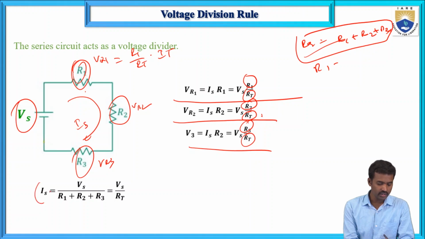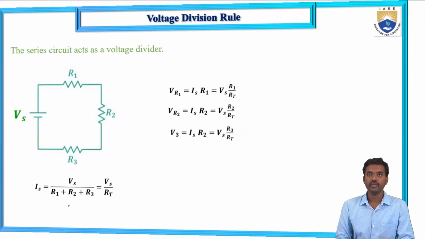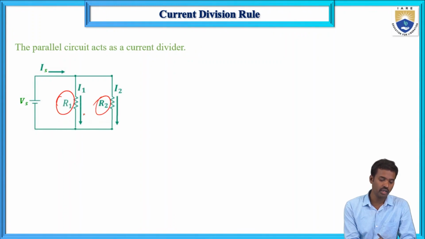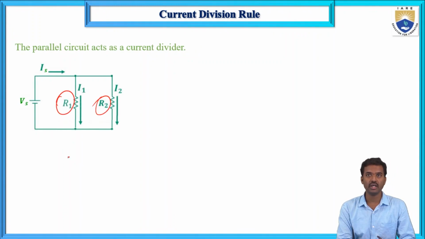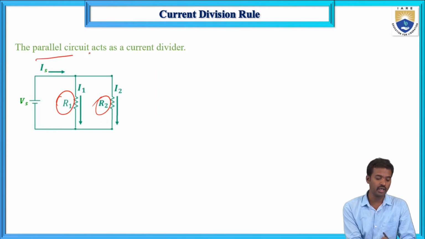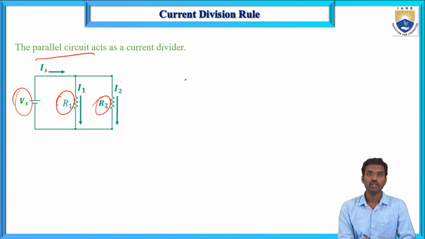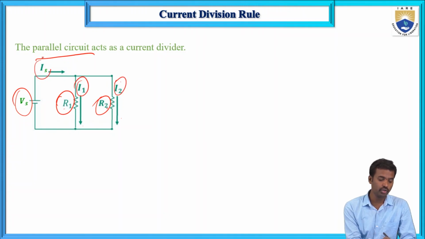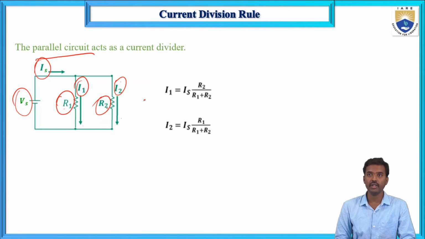So now here current equals voltage divided by resistance. Next, current division rule for the parallel circuit, if two resistors are connected in parallel. Voltage division rule is for two or three resistors connected in series, and current division rule is for parallel circuits only. Two resistors R1 and R2 are connected in parallel, and I1 is the current flowing through R1 and I2 is the current flowing through R2, and Is is the total current and Vs is the source voltage. So in this case, we need I1 and I2 if we know Is, R1 and R2. So how will we calculate this?